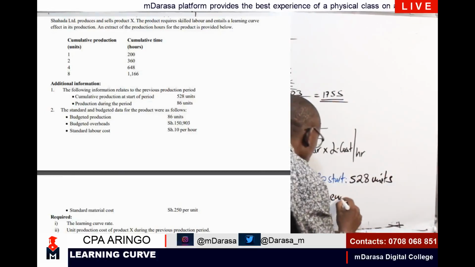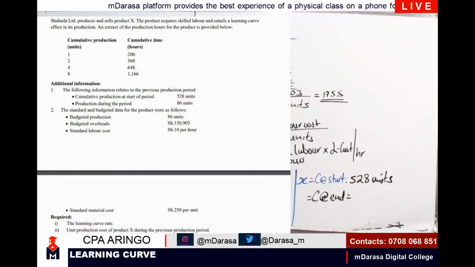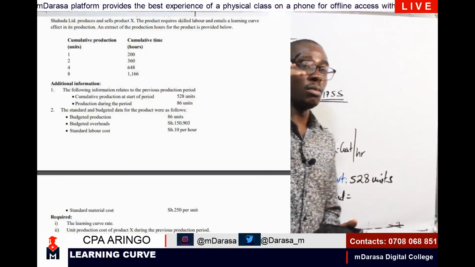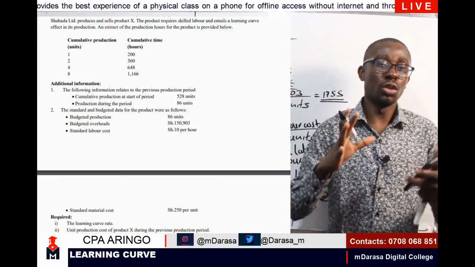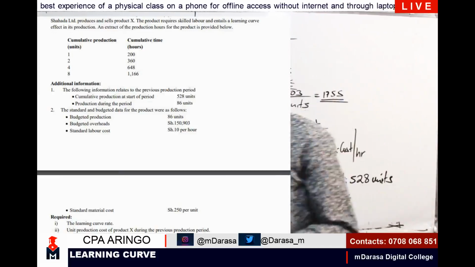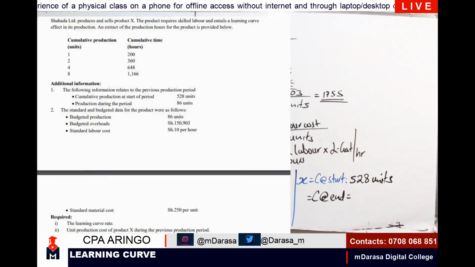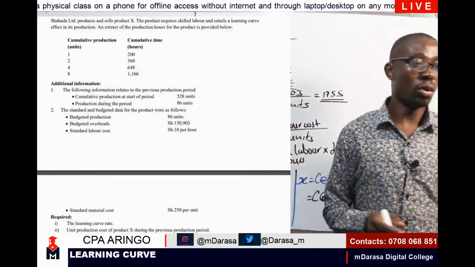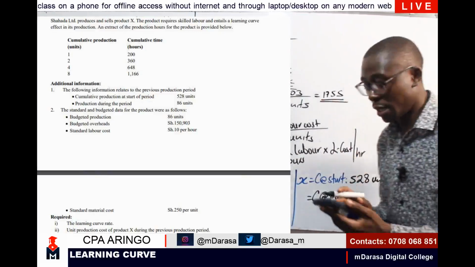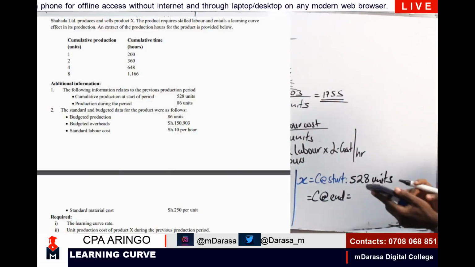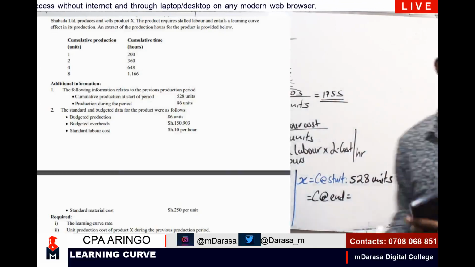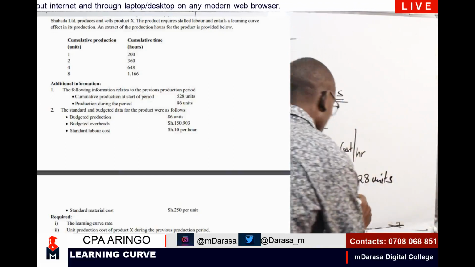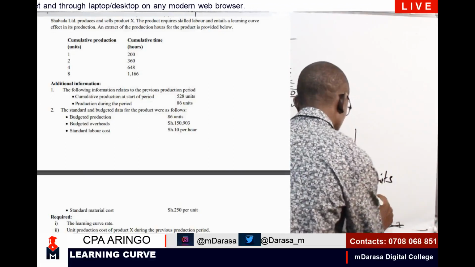Cumulative at end of the period will be how much? What you're going to do, my good students, that will be simple. I'm going to take cumulative at start of the period, and we add cumulative during the period, which we've clearly seen was 86 units. So make it simple. To determine my cumulative at the end, I'll just be taking the 528 plus 86 units, which will give me a figure of how much? 614 units.